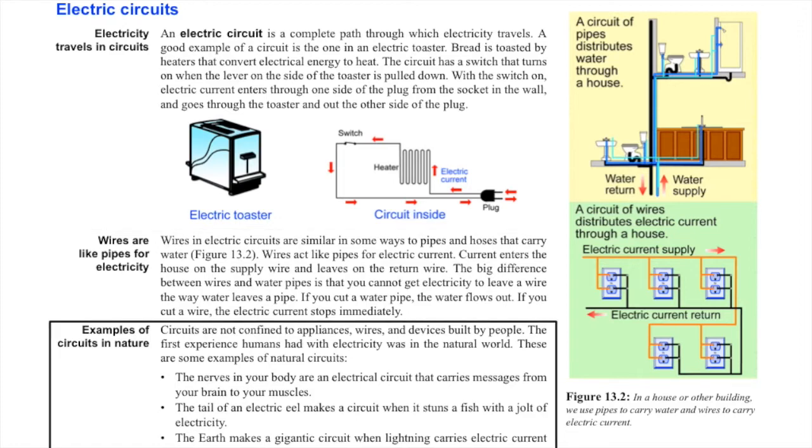Examples of circuits in nature. Circuits are not confined to appliances, wires, and devices built by people. The first experience humans had with electricity was in the natural world. These are some examples of natural circuits. The nerves in your body are an electrical circuit that carries messages from your brain to your muscles. The tail of an electric eel makes a circuit when it stuns a fish with a jolt of electricity. The earth makes a gigantic circuit when lightning carries electric current between the clouds and the ground.